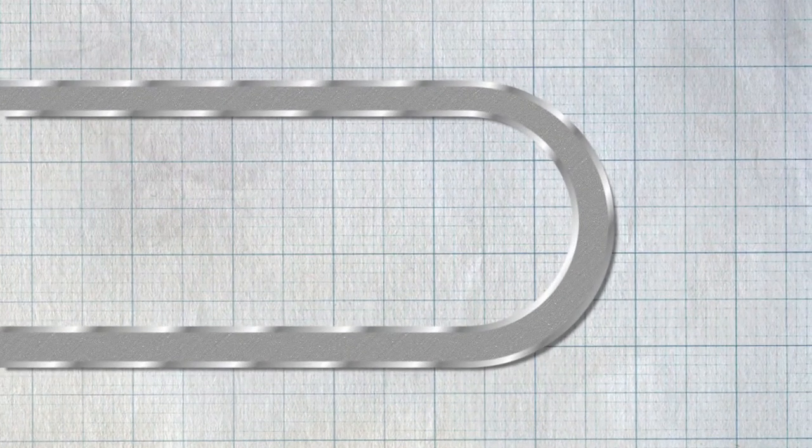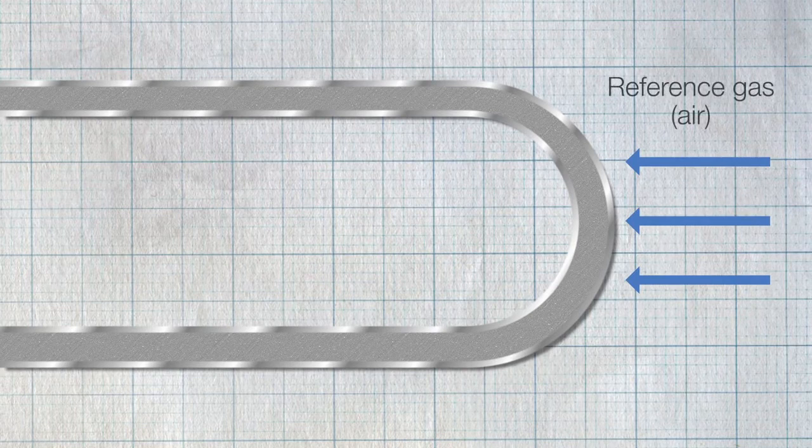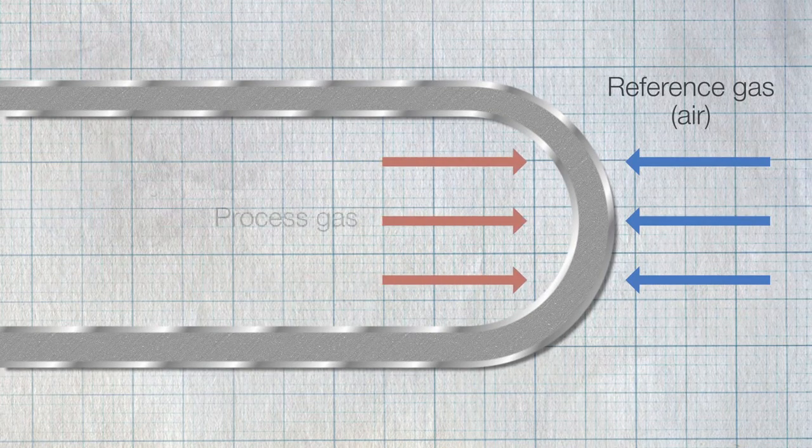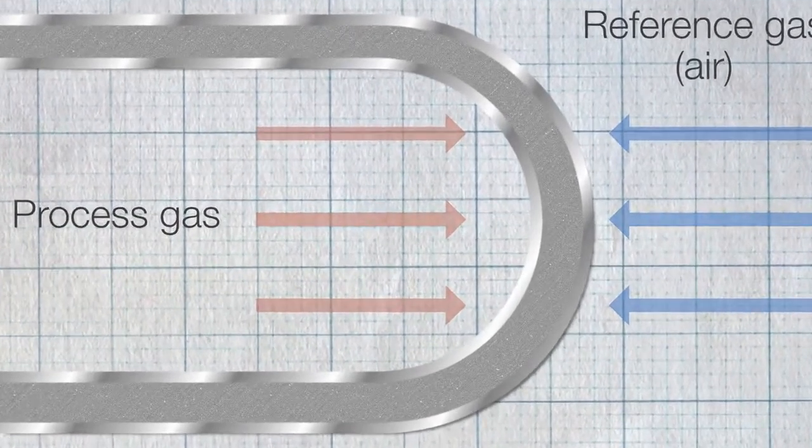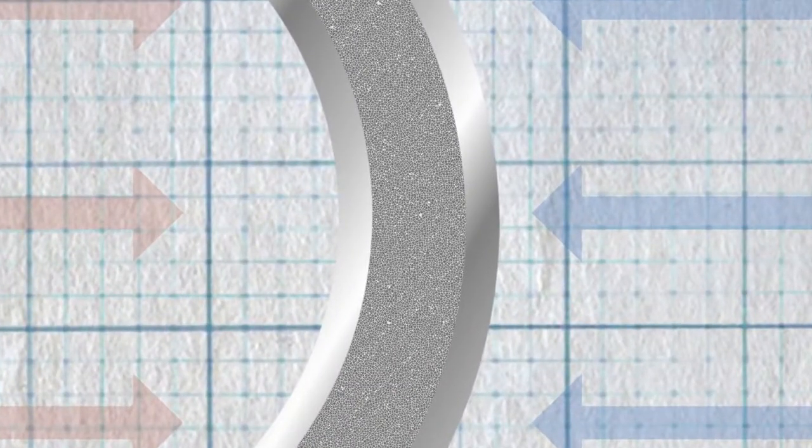A supply of air is applied to one face of the sensor as a reference gas. The process gas being measured is applied on the opposite face. When the concentration of oxygen is equal on each side, migration of the oxygen ions through the zirconia is zero.